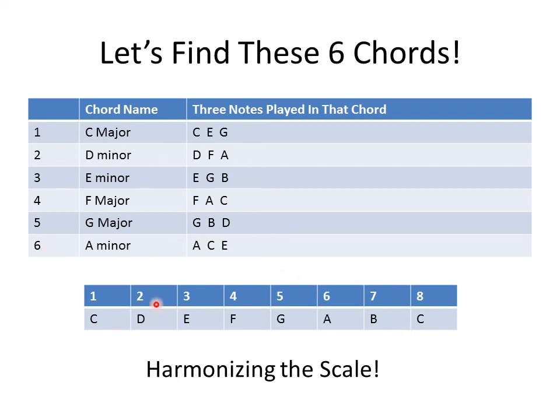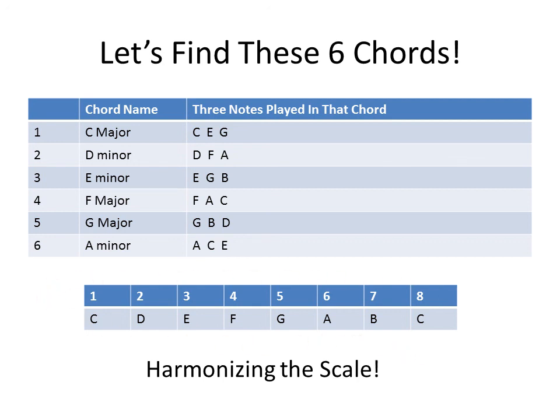So I also told you before that 2, 3, and 6 are minor chords. So let's check out number 2, D minor, D, F, A. Well, check that out. 3, E minor, E, G, B. Oh my goodness, it works. It fits in there. And number 6, A minor, A, C, E. Hey, all these chords fit into the key of C.